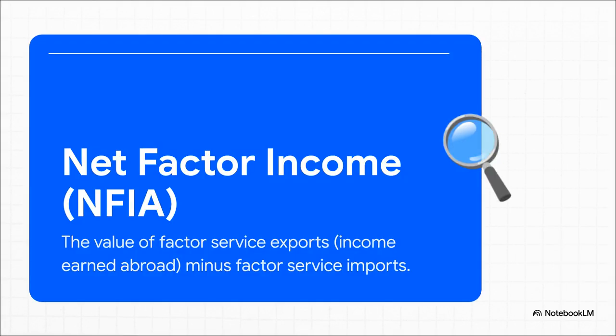But wait, just producing stuff isn't the only way a nation earns money, right? Its people and its companies own things in other countries, stocks, bonds, factories, and those assets earn income. At the same time, foreigners own assets inside the country, and they earn income from them. The difference between what comes in and what goes out is called net factor income from abroad.